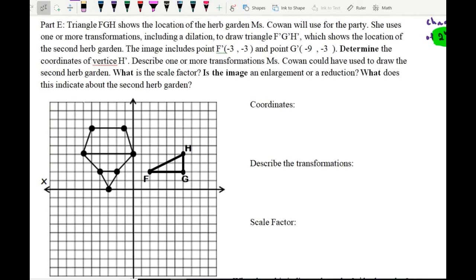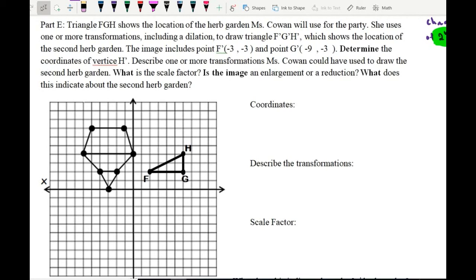Part E, triangle F, G, and H show the location of the herb garden Mrs. Cowan will use for the party. So look in the picture, you will see a triangle F, G, and H, so that's what they're talking about. Use one or more transformations, including a dilation, to draw a triangle F prime, G prime, and H prime, which shows the location of the second herb garden. Okay, so she's going to move this. It can be bigger, smaller, or it can be rotated. So there's a lot of things there.